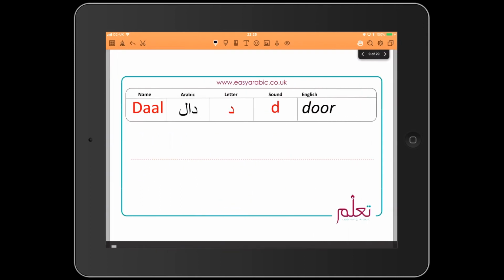Dal. Yeah. And this is a dental letter. So imagine your tongue touching the back of your upper tooth. Dal. Okay. So like the d as in door. Writing dal is quite easy. It's just half a semicircle really. So it's one and two. And again, it sits on the line. So dal.